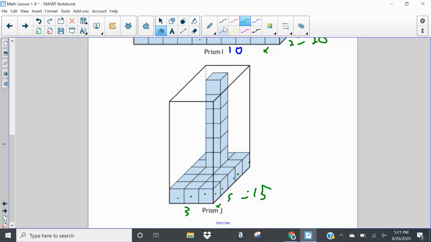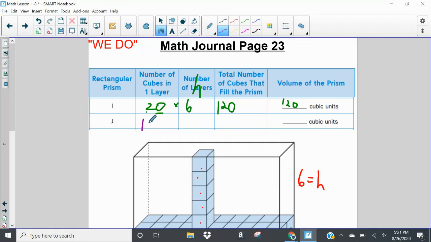Let's check it by counting them, shall we? Let's do that. So we got 15, but we're double checking, all right? So 1, 2, 3, 4, 5, 6, 7, 8, 9, 10, 11, 12, 13, 14, and then underneath that one, 15. Okay, but an easy way to find it is just by doing that length times the width. That's your area of the base. Now let's add that up into our table.